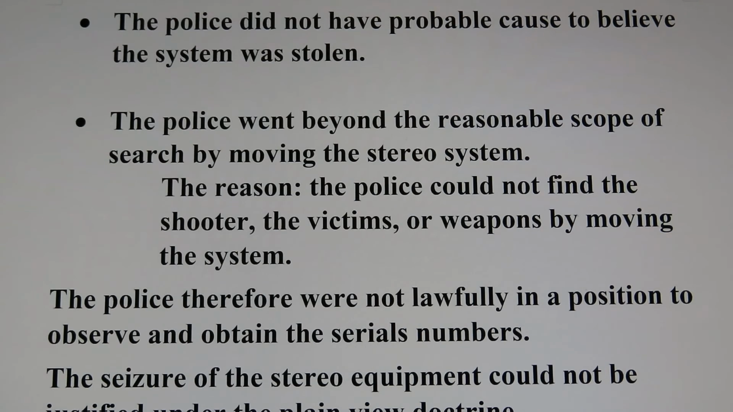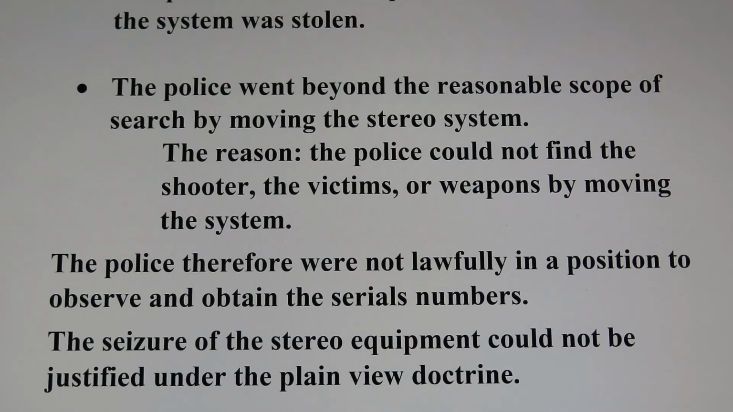Just like we discussed before, if police went to an apartment to look for a stolen bicycle, they could not really open a cookie jar or something like that. So the same analysis. The police went in over there to look for the shooter, for the potential victims, and for weapons. But by moving this stereo system around, by checking these serial numbers, they could not really find a shooter, a victim, or a weapon. So because of that analysis, the police here went beyond the reasonable scope of this particular search. So that is another way to say the police action of moving the stereo system was illegal.